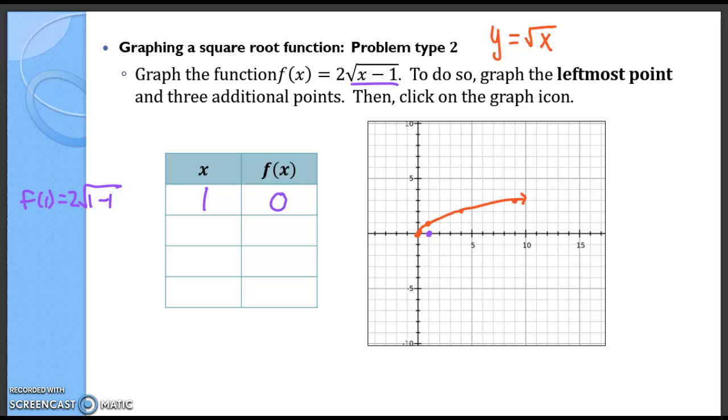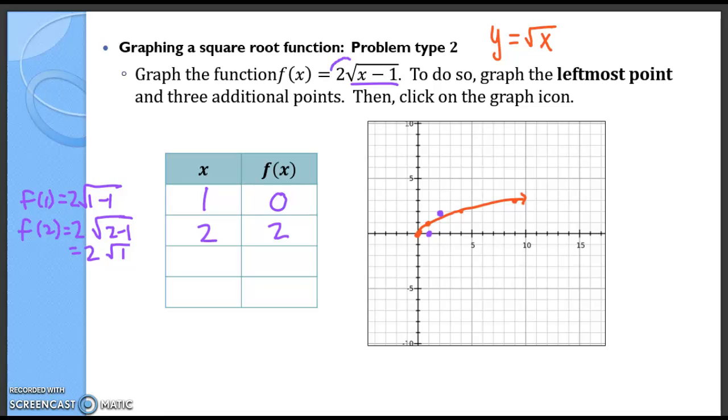So let's go ahead and plug in 2. So our input is 2. 2 minus 1, square root of 1 is 1. 2 times the square root of 1 is just 2. So at 2, we're at the point (2, 2).